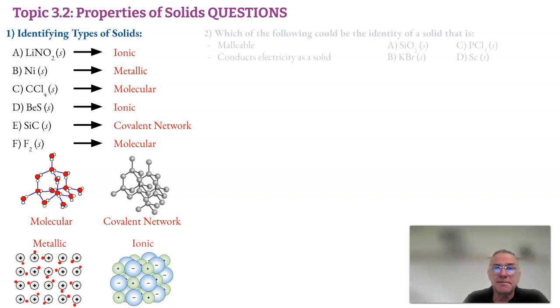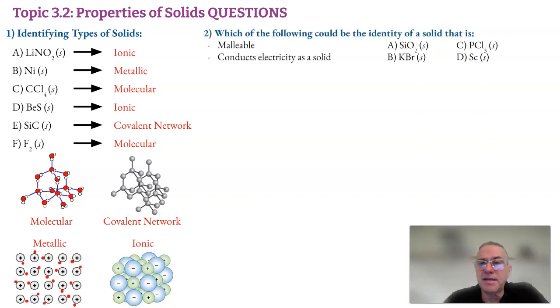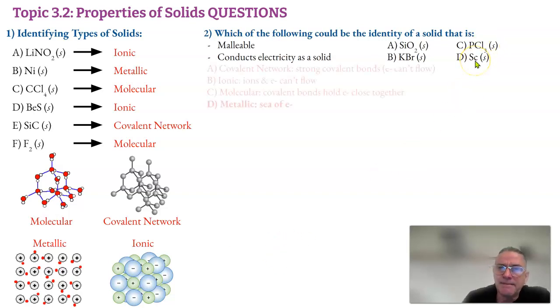Good questions. Okay, which of the following could be the identity of a solid that is malleable and conducts electricity as a solid? Take a look at it, see what you think. Well, if it's malleable, that must mean that it is likely like a metal and it conducts electricity as a solid. Metals do that too. Salts don't. So I think we're just looking for a simple metal, and the only one is scandium right there.